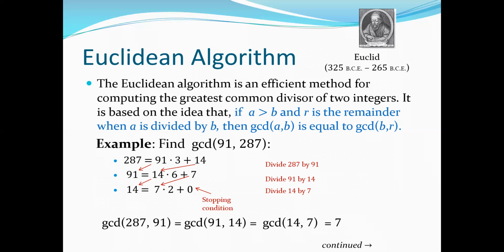So that's the Euclidean algorithm. From GCD(287, 91), it's equivalent to GCD(91, 14), and then GCD(14, 7) is equal to 7. So again, the divisor will be the next dividend for our division algorithm. So that's Euclidean.